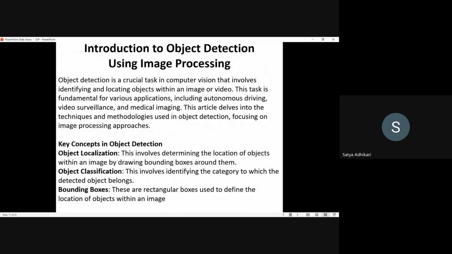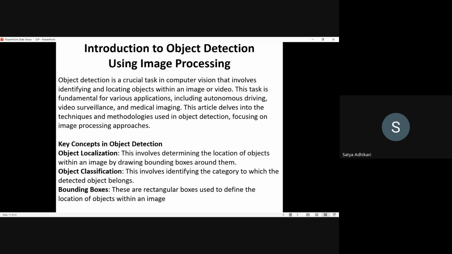Then, introduction to object detection using image processing. As you know, object detection is a crucial task in computer vision that involves identifying and locating objects within an image or video. Suppose there is a video you get, and you detect an object from that image. That is known as object detection.